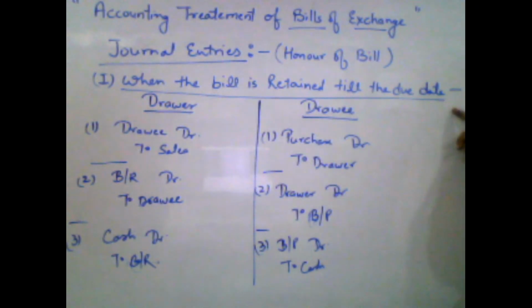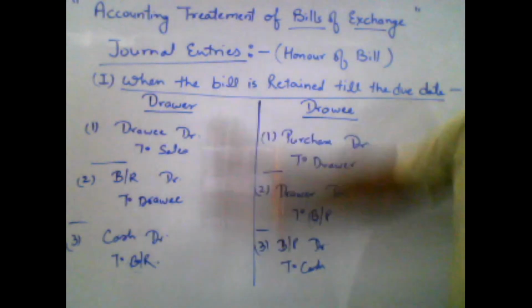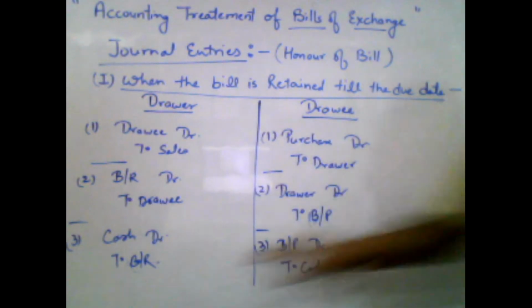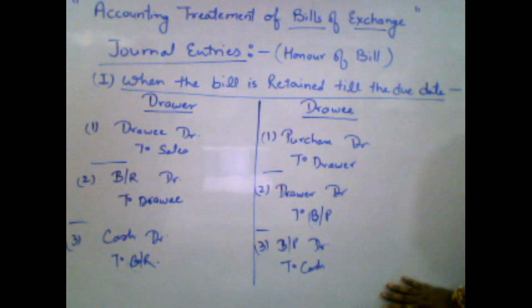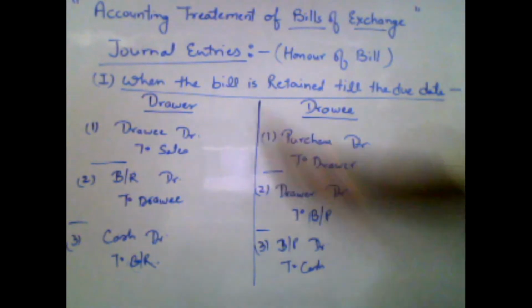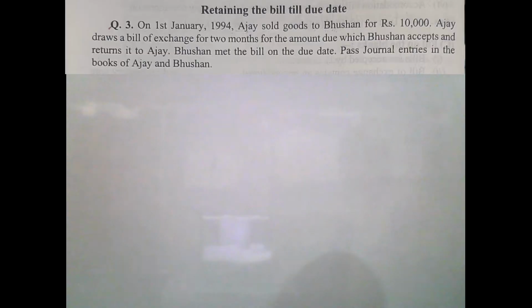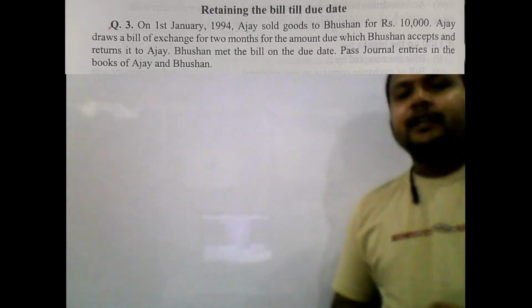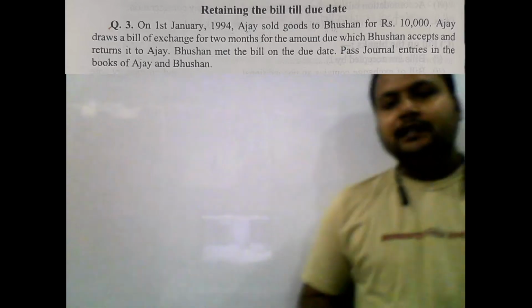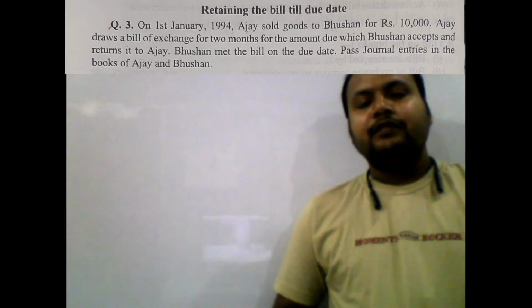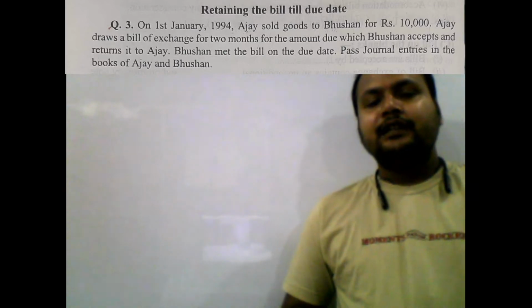till the due date by the drawer. So the following entry will be passed in the books of drawer and the following entry will be passed in the books of drawee. Okay, and this is a situation, the positive situation in case of the honor of the bill. Let's take one example for your convenience. You can see on your screen the example which is related to retaining the bill till the due date.